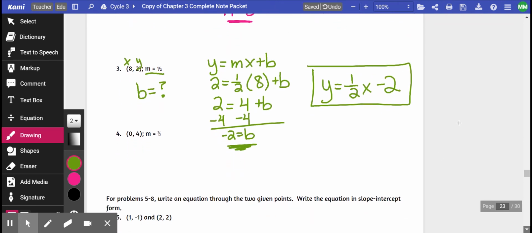I'm also going to have us look at number 4, and it's not because it's a hard one, it's because it's simple. We have m as 2/3, and you also have your b value because it's at a 0. So b equals 4. So we have y equals 2/3 x plus 4.